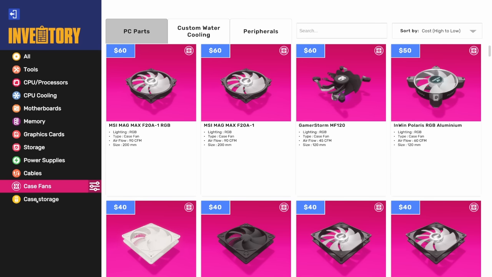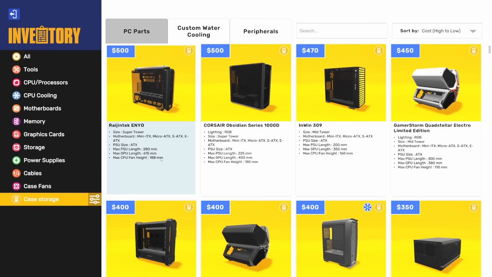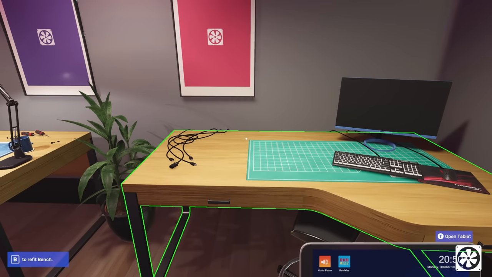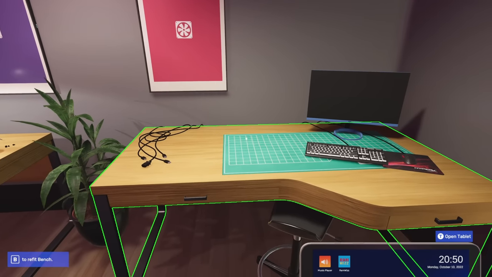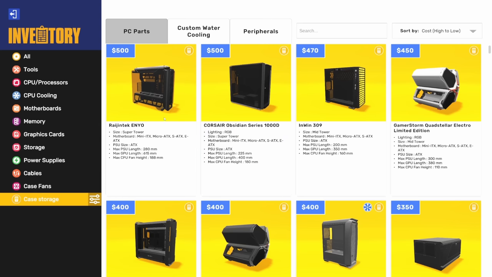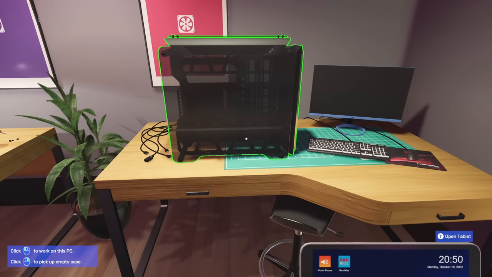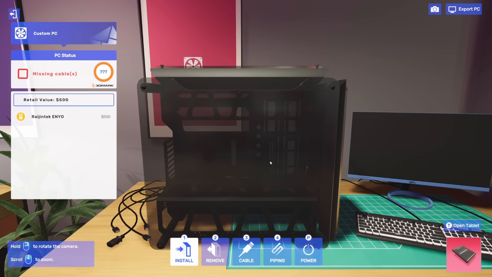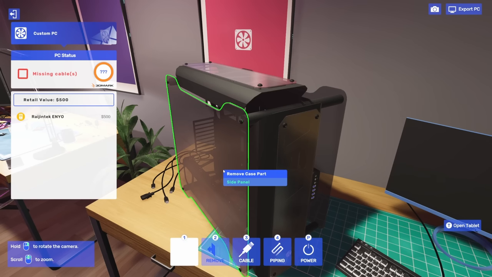First of all, cases. In PC Building Simulator 1, every time, the most expensive PC was in the Raijintek ENYO. Every time. The big reason for that is it supports a lot of radiators. The Corsair Obsidian Series 1000D never really came close in the first one. It actually comes close in this one, but it does not make it. It is very close, so we will hopefully circle back around and talk about that later. So, the Raijintek ENYO is still king. Barely.